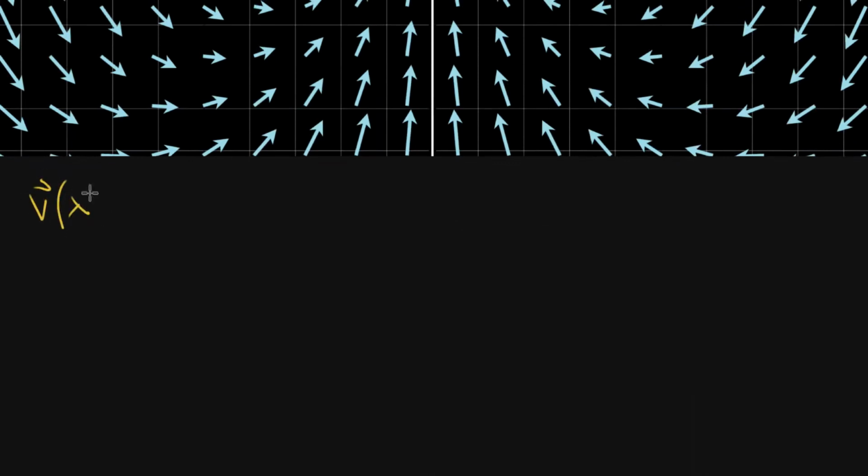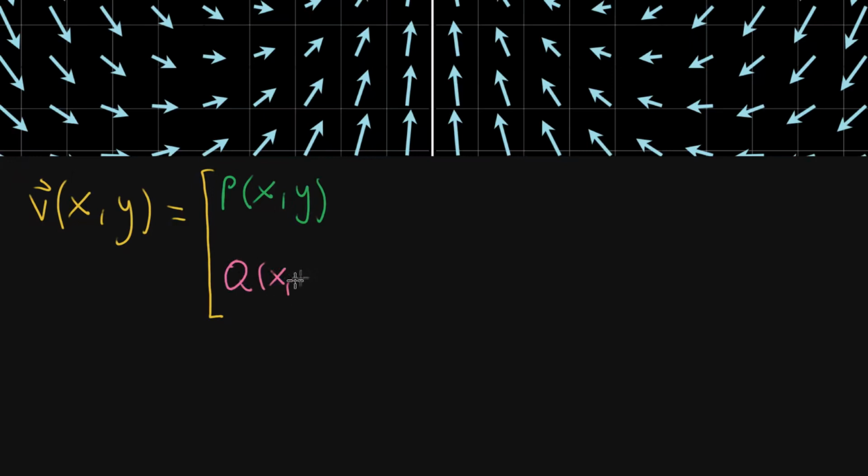since it's two-dimensional, it'll have some kind of two-dimensional input, and the output will be a vector, each of whose components is some kind of function of x and y, right? So I'll just write P of x, y for that x component, and Q of x, y for that y component. And each of these are just scalar valued functions.